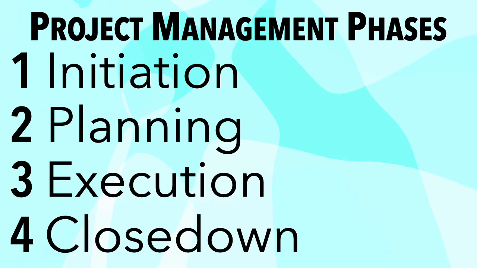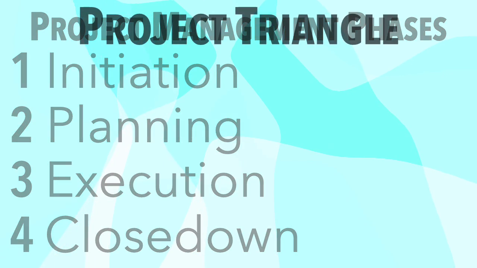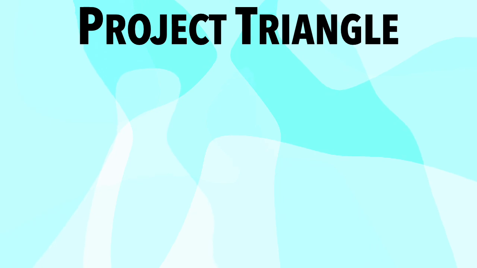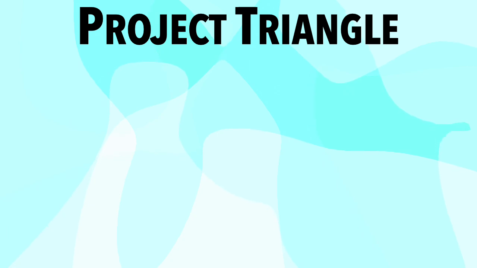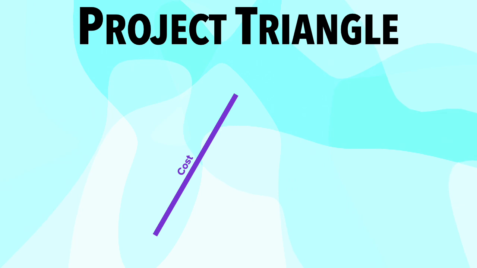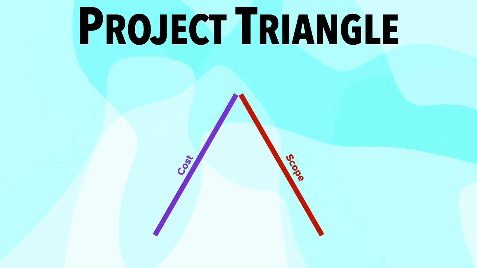There's one overarching consideration throughout the entirety of project management, and that is a little something we like to call the project triangle. And as any good triangle does, the project triangle has three sides. These are three related but competing interests when we're developing a system. The first of those being cost. The second being the scope of the project. And the third being time.